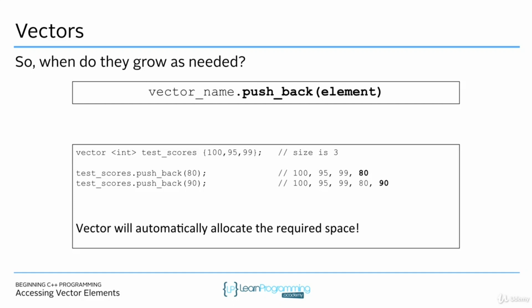In this example, we've created a vector called test scores that contains 3 integers, 100, 95, and 99. If this were an array and we wanted to add another test score, we'd be stuck since arrays are fixed in size. However, with vectors, we can use the push_back method and provide the integer you want to add within the parentheses. You can see that I'm asking the test scores vector to push back 80 and then 90. This will add 80 and then 90 to the end of the vector. Now the vector will contain 5 elements, 100, 95, 99, 80, and 90.